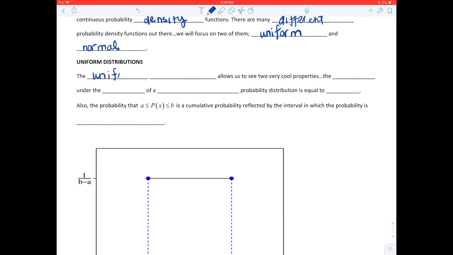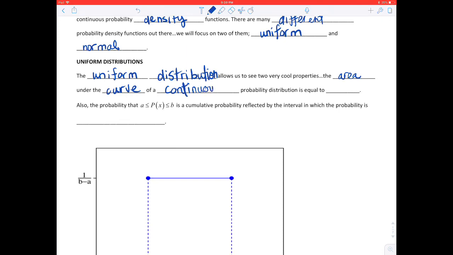they're just a rectangle, right? And we all know how to find the area of a rectangle, right? So this distribution allows us to see two very cool properties. One of them is that the area under the curve of a continuous probability distribution is equal to, you remember? Beautiful, 1.